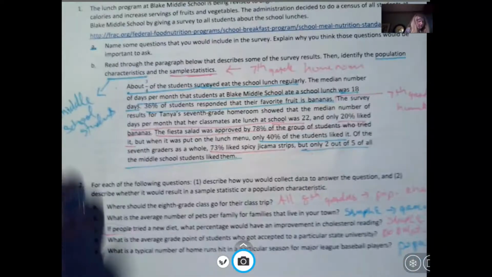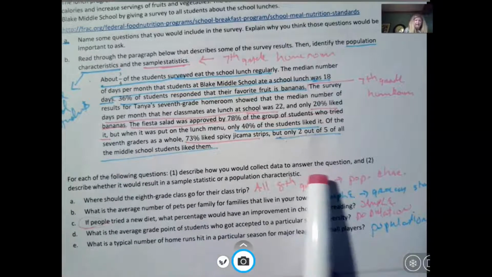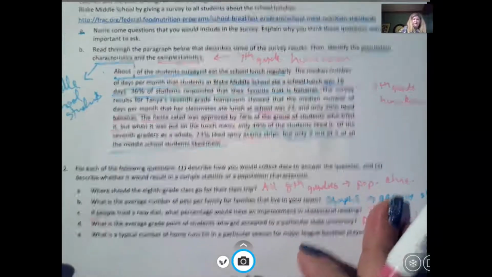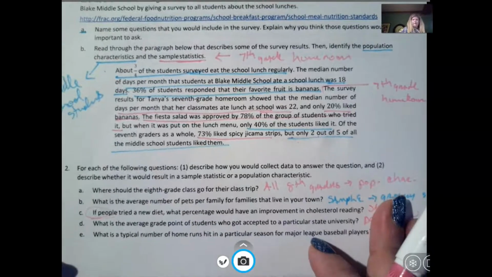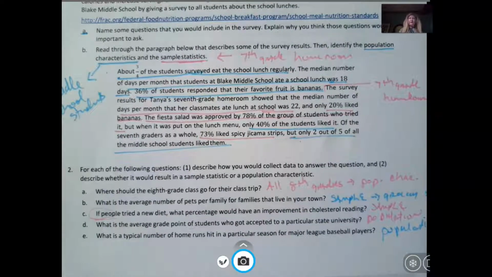Now the next section, we are supposed to describe how we would collect data to answer the question and decide whether it is a sample statistic or population characteristic. So I recorded this a minute ago, but it didn't record, so I already have my answers here. Where would the 7th grade class like to go for their field trip? Well, actually the 8th grade. So you would survey all the 8th graders, probably, because that would be reasonable.